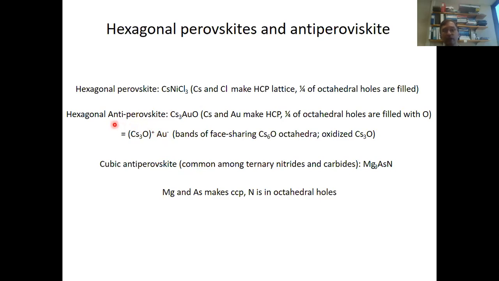So we know hexagonal antiperovskites. We also know cubic antiperovskites. These are fairly common with ternary nitrides and carbides. Here's one example, magnesium-3 arsenic nitride. Because we talk about an antiperovskite, we mean that the magnesium and the arsenic make the close-packed structure, in this case a cubic close-packed structure, and then the nitrogen atoms occupy one quarter of our octahedral holes.